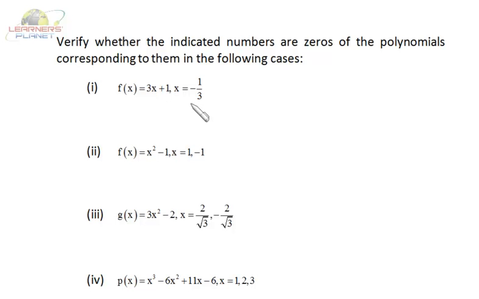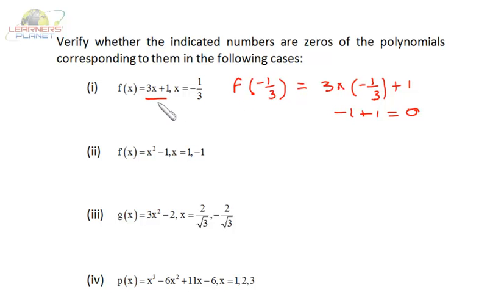Just put the value of x as minus 1 by 3 and if we get 0, then x is equal to minus 1 by 3 is a zero of this polynomial, otherwise it is not. Okay, so let's do it. I have to check it at x is equal to minus 1 by 3. So I calculate f of minus 1 by 3. It is 3 into minus 1 by 3 plus 1. Okay, so it's minus 1 plus 1. So we are getting 0. That means minus 1 by 3 is the root or zero of this polynomial.